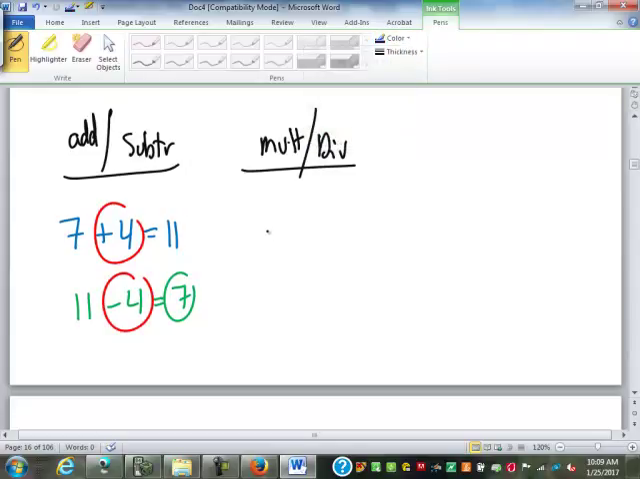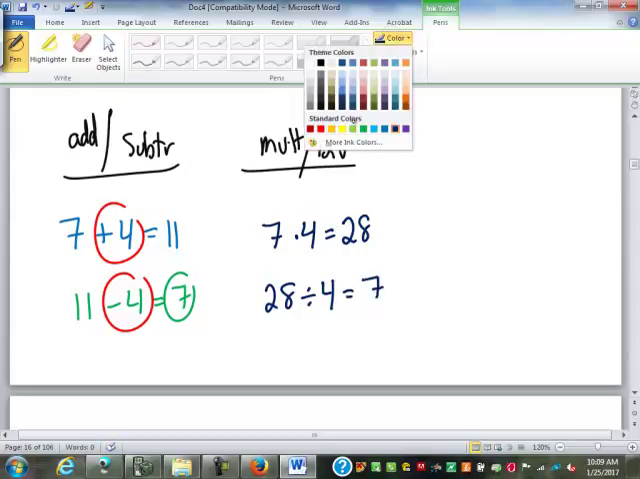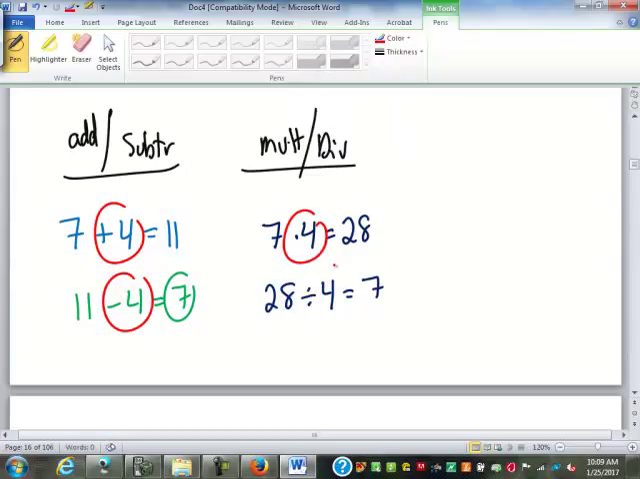Well, the same over here. Let's take the 7 times 4. I would get 28. If I want to take that 28 and get back to 7, I would have to divide by 4. So here I see that multiplying by a number and dividing by the same number once again reverse each other.